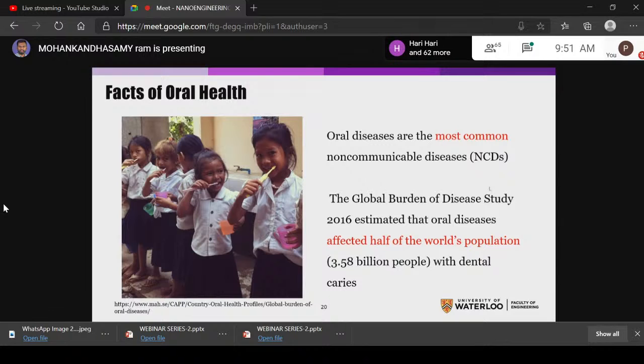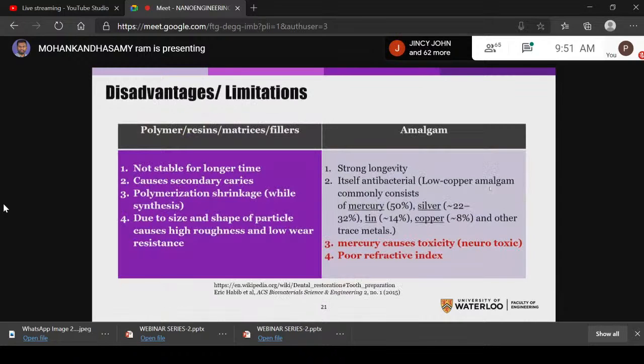So why is it happening? Because there are so many materials already in the market as replacements, such as dental fillers or dental resins, but the problem is they are not stable. They cause secondary caries, like black spots on your teeth after filling, and these materials are made with polymer. After a long period, there is a problem of polymerization shrinkage, and these materials could damage your enamel, which is the hardest part in your body and so important to protect your teeth. So these are the disadvantages.